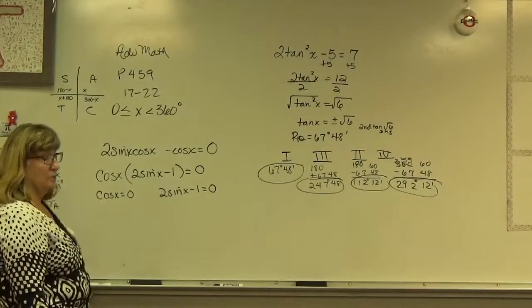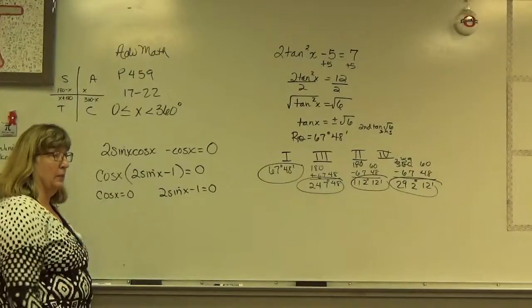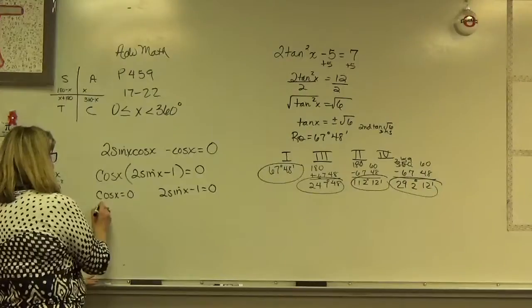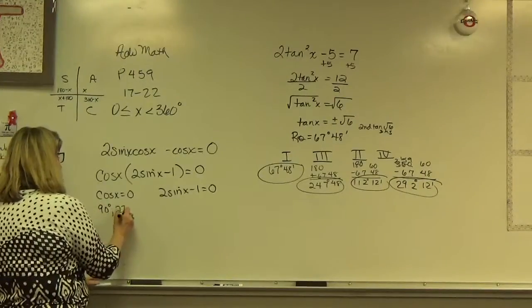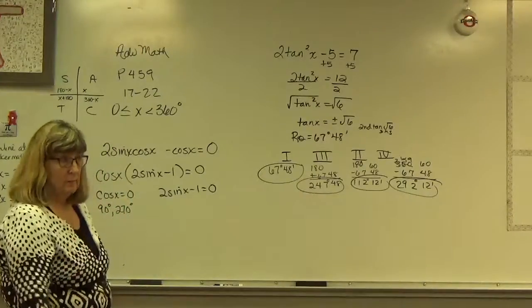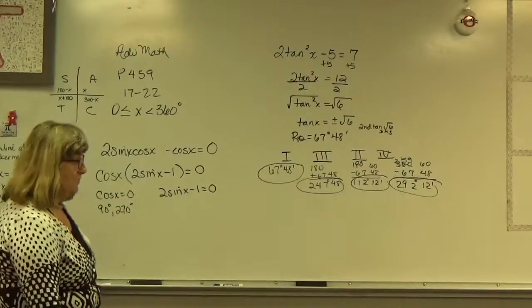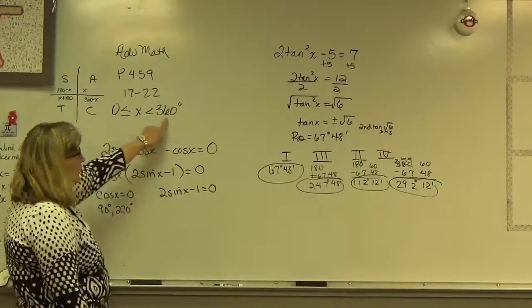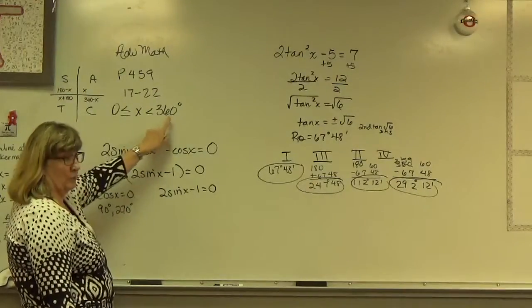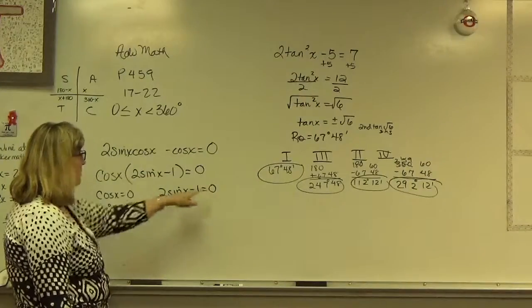Now, where's cosine 0? This one you need your chart because it lands on an axis, or you should remember them. It is at 90 and 270. Remember, if it lands on an axis, sometimes it only occurs one place, but sometimes it occurs 2 times. And if I included 360, it'd occur 3 times. But we're not including 360. Everybody notice that.